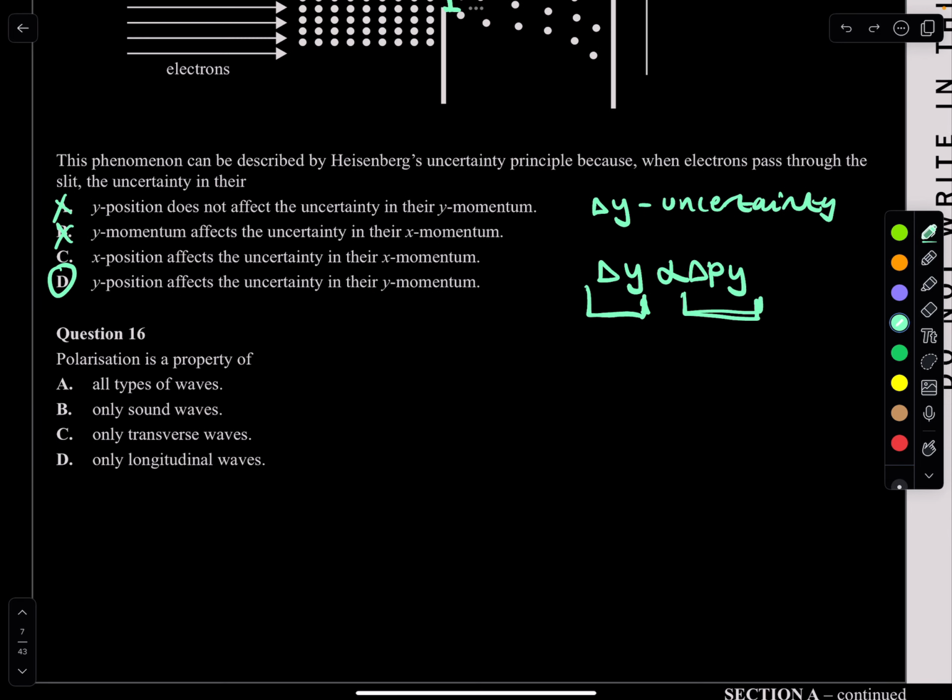16. Polarization is a property of what? Remember, polarization, I've always said it to students, polarization only occurs for transverse waves. That's the key here. Always think of it like that. So, all types of waves? Nope. Be careful of that. B, only sound waves? No. Sound waves are longitudinal waves. C, only transverse waves? Beautiful. D, longitudinal waves are rubbish. Easy.